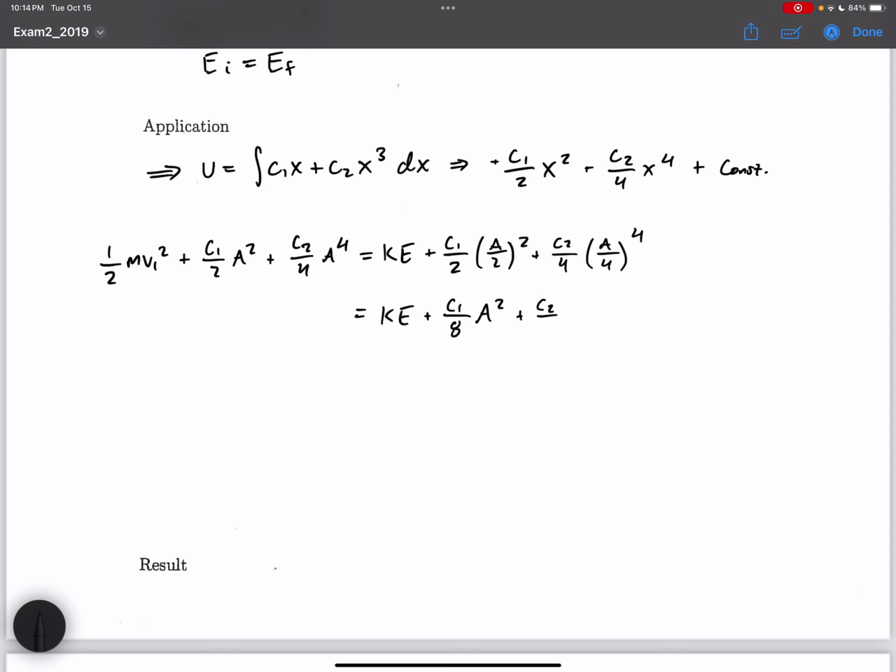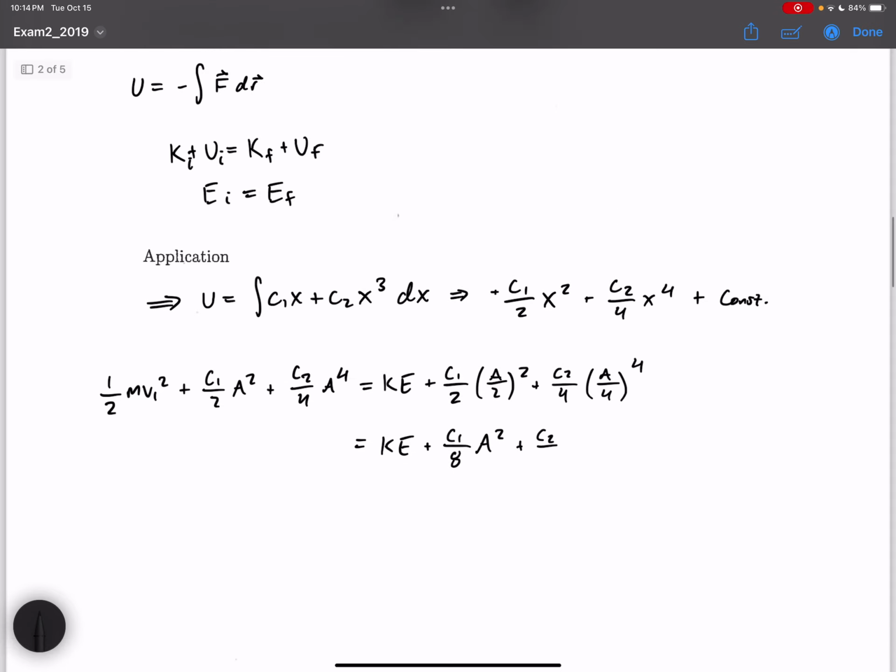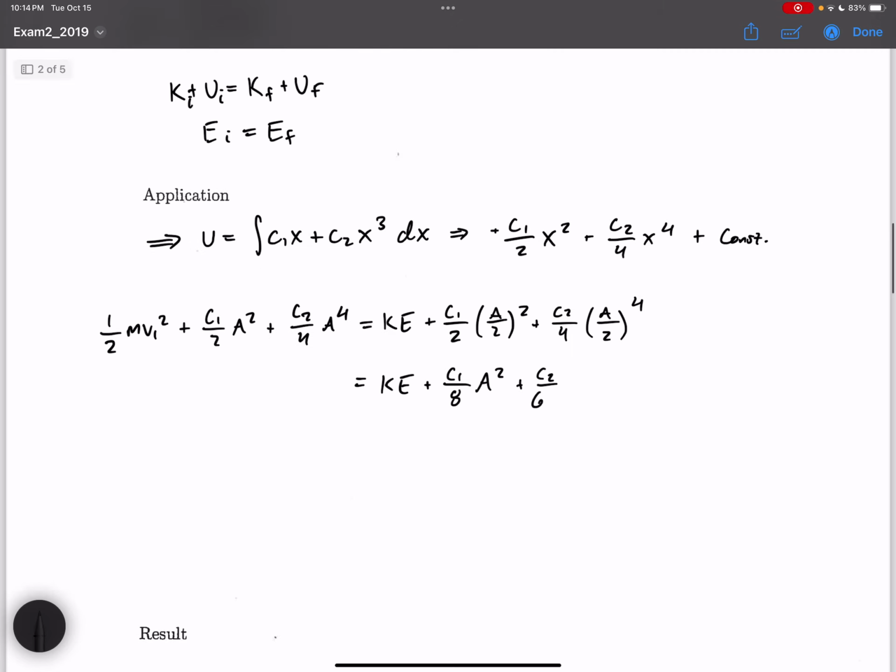Oh my god, sorry. That's going to be, oh wait, sorry, that's 2 to the 4th power. 16 times 4 was 64. I was a little confused there for a second. So 64 times a to the 4th power. And that's going to be equal to C1, C2 over 4, a to the 4th, plus C1 over 2, a squared, plus 1/2 mv squared.